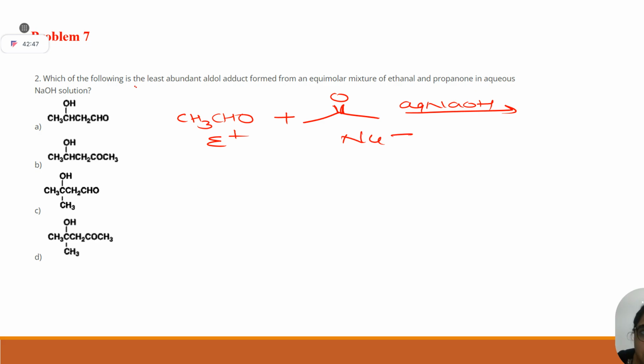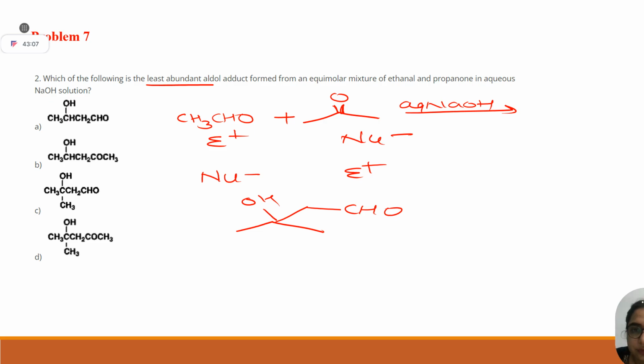And the question is asking about the least abundant. It means they are doing it the reverse way, making this the electrophile and this the nucleophile. Am I correct or not? So the least abundant will be that OH and CH2CHO. Yes or no? Yes, ma'am. Ma'am, can you repeat? Okay, let me repeat.